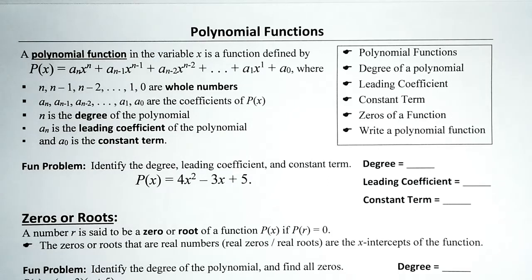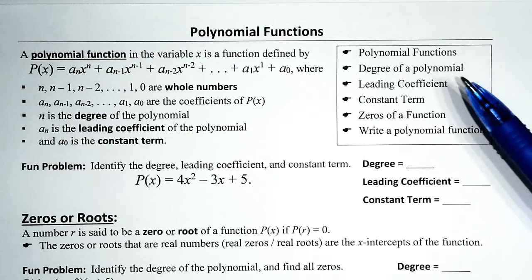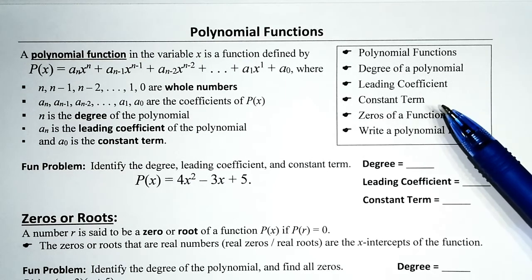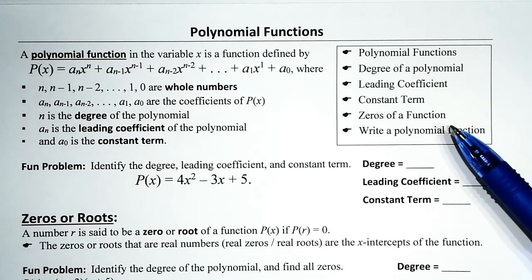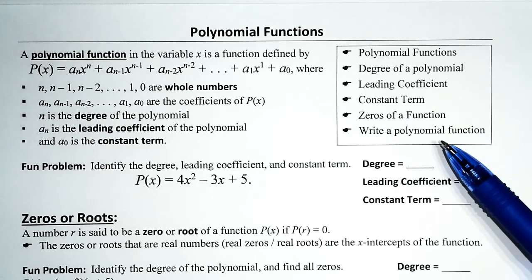Hi guys, today we are going to be talking about polynomial functions. We are going to look at the degree, leading coefficient, constant term. We are going to be asked to find the zeros of partially factored functions, and then to wrap it up, we will be given the zeros of a function and we will be asked to write the corresponding function.